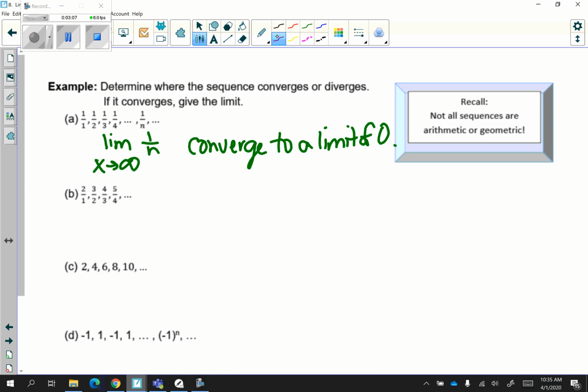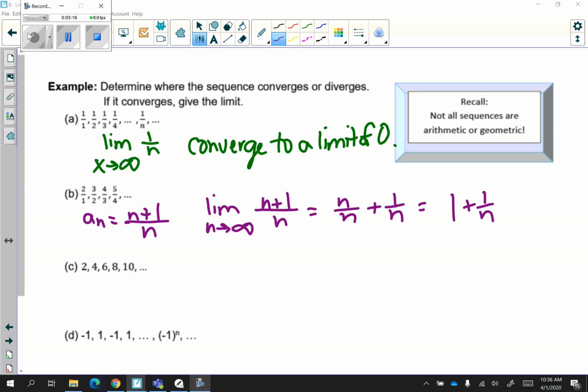Let's look at the next one. 2, 3/2, 4/3, 5/4. So why don't you take a moment right now to determine what the sequence is. So notice for question B, a sub n is equal to n plus 1 over n. So I'm adding 1 to the numerator and keeping the denominator the same. So as a limit of n approaches infinity, n plus 1 over n, I could break that down to n over n plus 1 over n. N over n is 1 plus 1 over n.